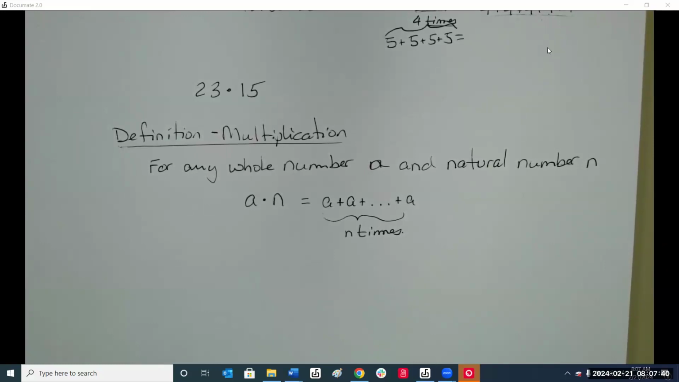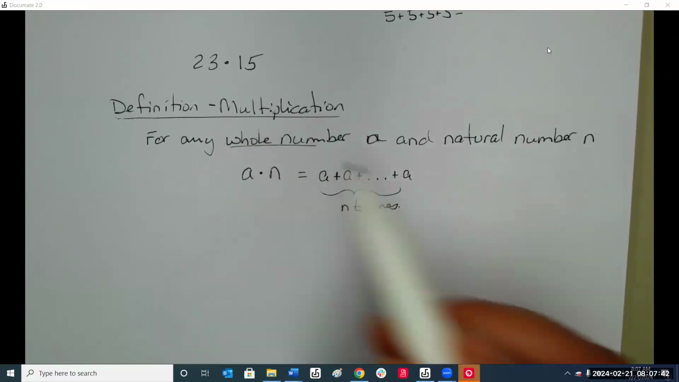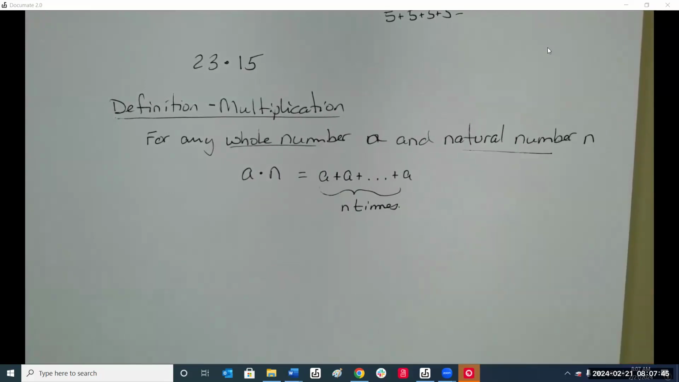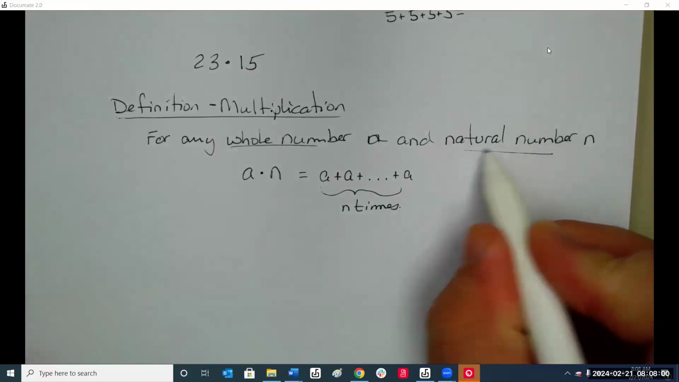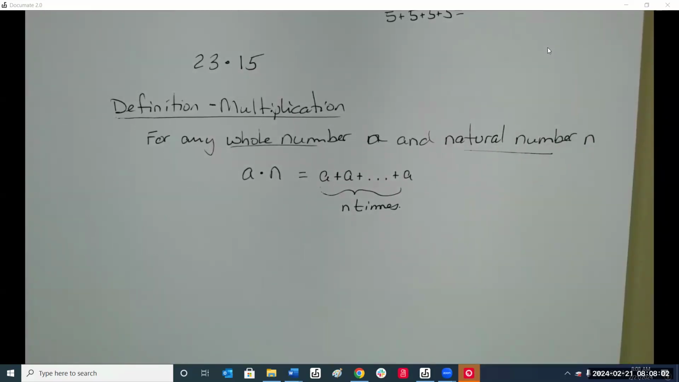Okay, I have a question here. What is a whole number? What is a natural number? Natural numbers go from 1 to what? Infinity, right. Now, does it matter that the n is a natural number? Why? What is 0 times 0? 0. So we could do that.